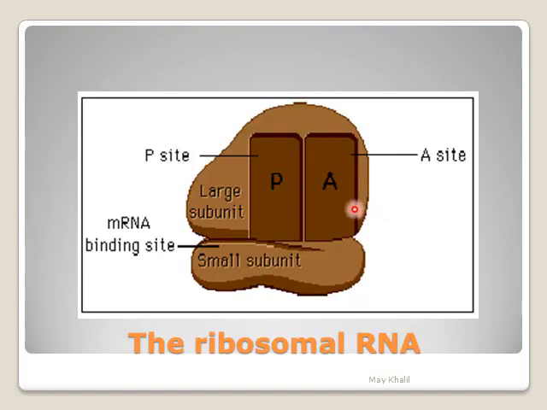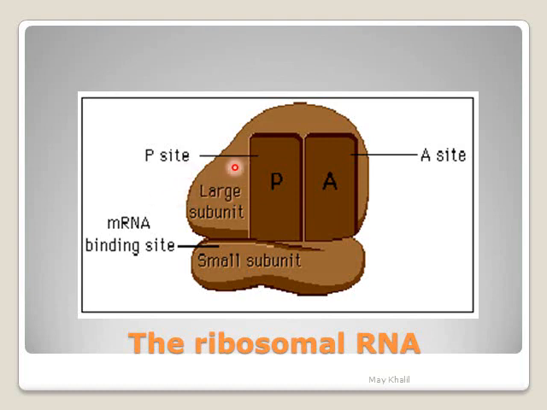The ribosomal RNA is a very important molecule, with details. This is the large subunit that we talked about, and this is the small subunit. So between them, there is a site for the messenger RNA. As you saw, the messenger RNA splits itself. It's found inside these two subunits.